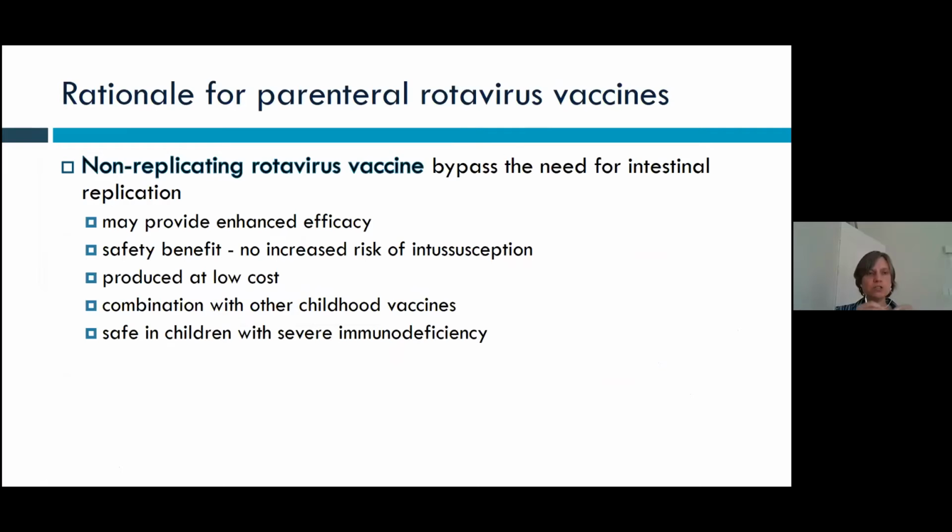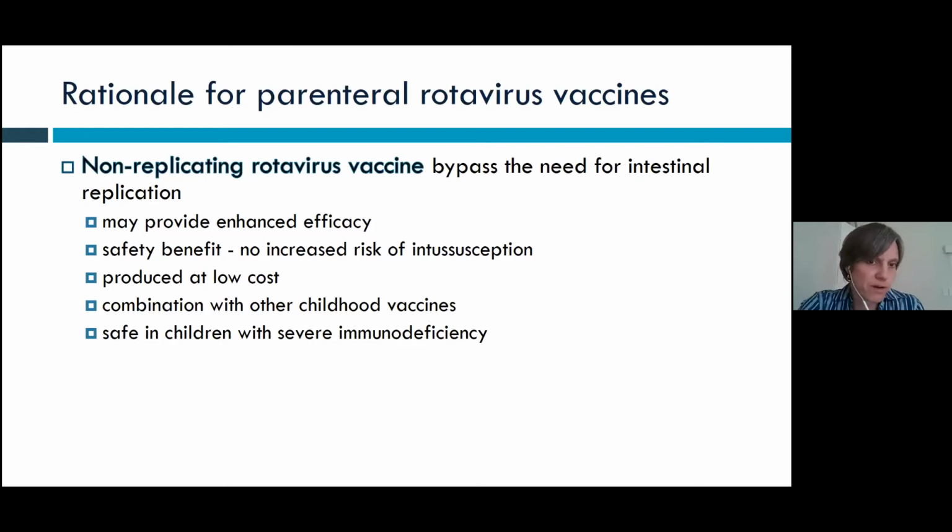All right, so then just moving on, going back to some of the reasons for not having optimal efficacy with the oral vaccines. And so we have been looking at other alternatives, and one option is to look at a parenteral or injectable rotavirus vaccine. And the rationale for this is that obviously with the oral vaccine, the vaccine virus replicates within the gut. And with the parenteral vaccines, one of the candidates is a non-replicating rotavirus vaccine. It's given by intramuscular injection and so bypasses that need for intestinal replication.